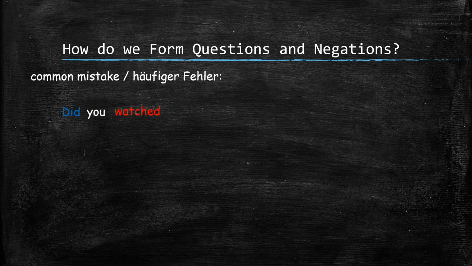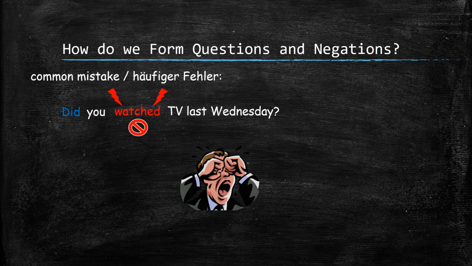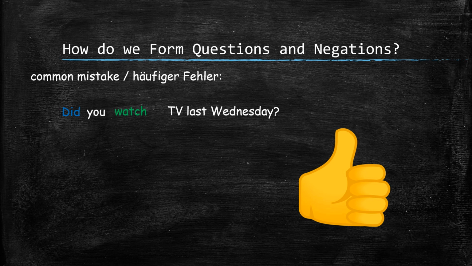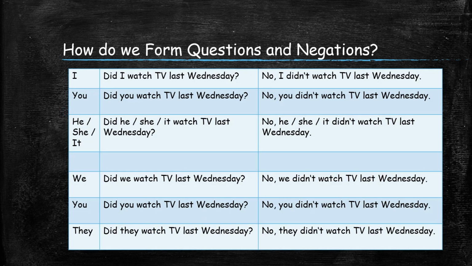Did you, I can't even say it, TV last Wednesday? I can't even say it because whenever you form a wrong question or negation in the simple past, it makes an English teacher somewhere in the world cry. Don't make your English teachers cry. Form correct questions and negations. Once again, it doesn't matter who we are talking about. The form stays the same, as you can see in this table.